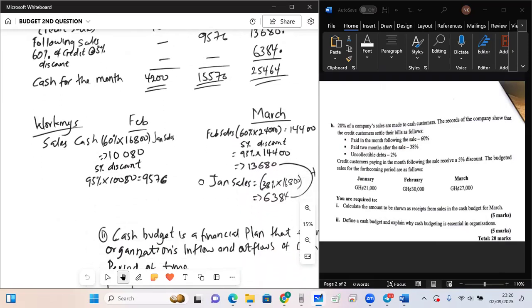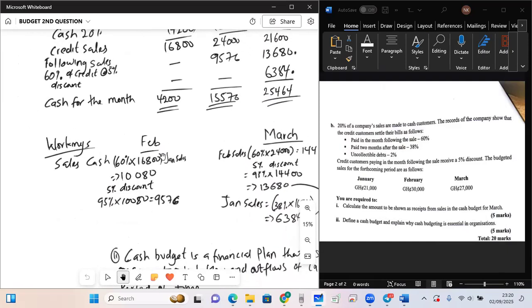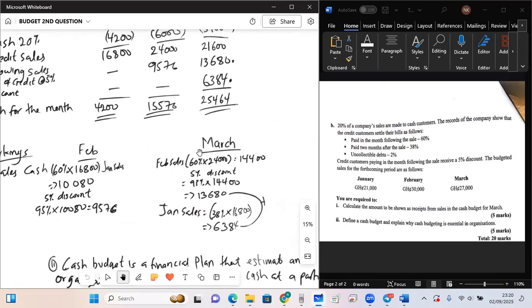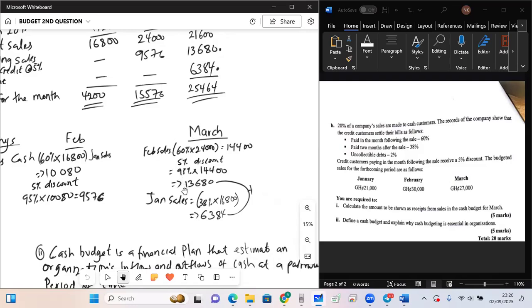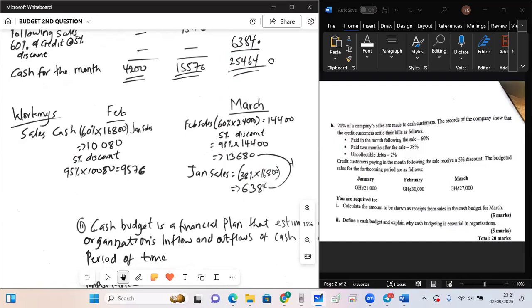Now, I did these workings here. If you want to get February's cash from January sales, we find 60% of it and we get this amount, and we take the discount out, and then we have 95% of it. We are getting this. And if we want to also get March, February's 60% is 144. We find the discount, we get this. And then January's own, which is the 38% times its value, we get this. Now when we add them and then add it to the actual listing, we get the same thing, right? Okay.